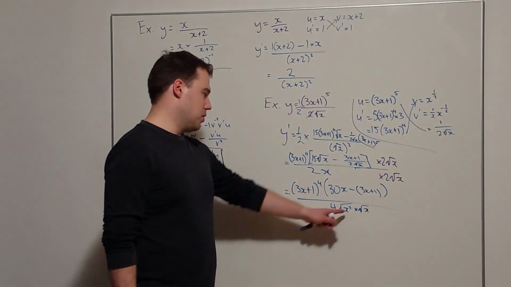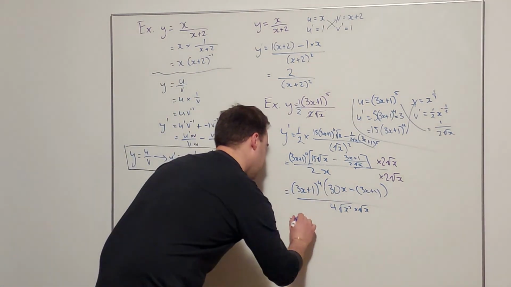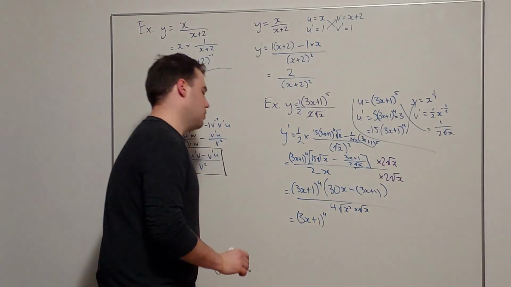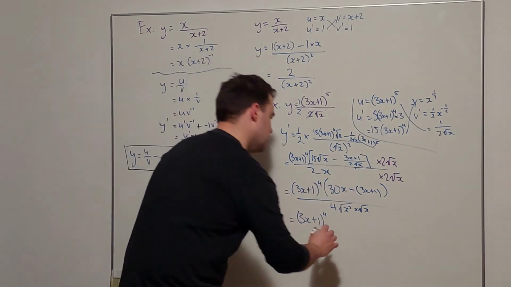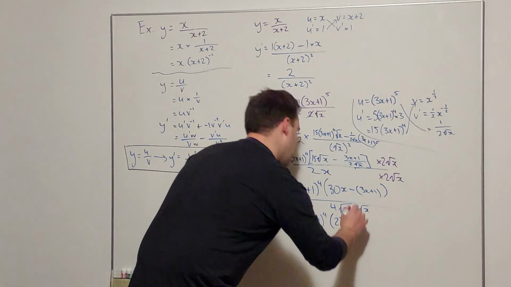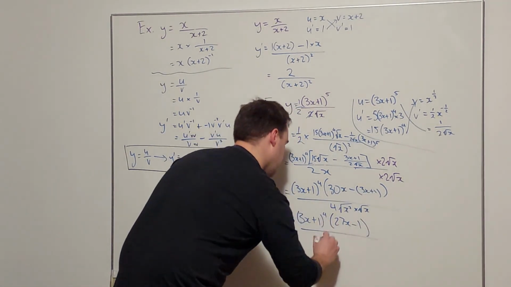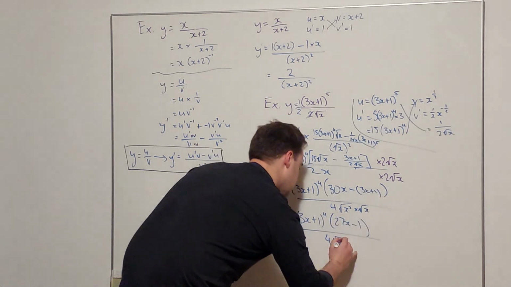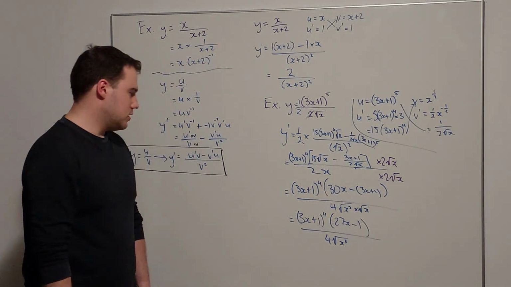root x, which I'm only bothering to write down because I'm going to do another step here, and we're going to have 3x plus 1 to the 4. 30x minus 3x is 27x minus that one, not plus, all over 4 on x squared times x is x cubed under the square root. Ta-da!